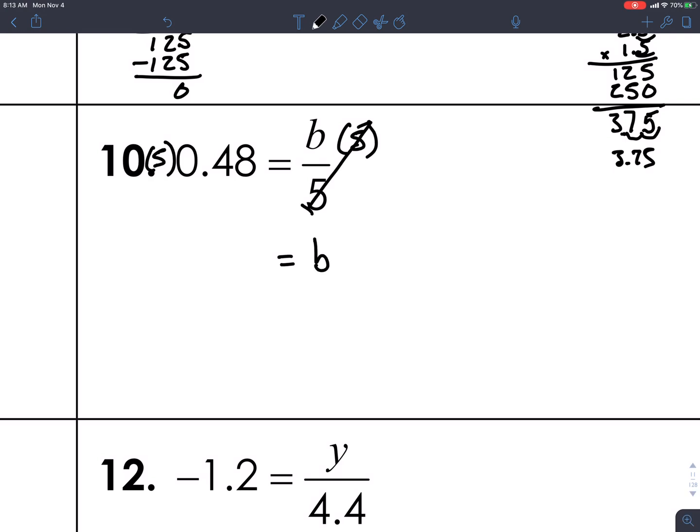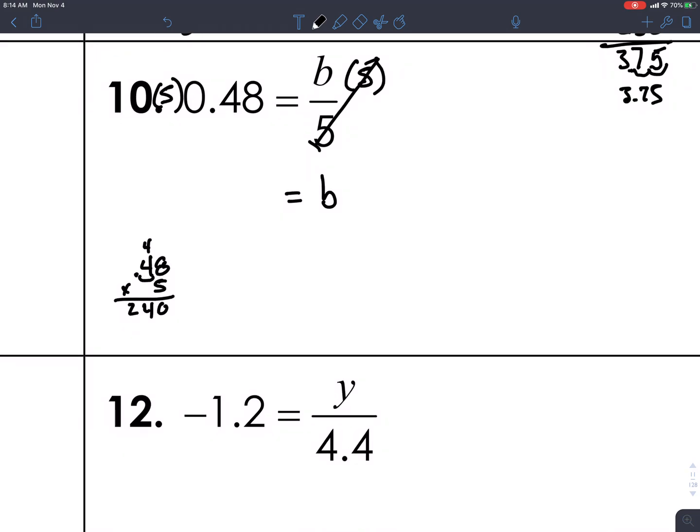So now I got to figure out what 5 times 0.48 is. So I can do that down here. Let's do 0.48 times 5. 5 times 8 is 40. Put down the 0, carry the 4. 5 times 4 is 20. Put down the 0, carry the 2. There's nowhere to carry the 2, so I just put it down. And I've got 240, but I got 2 numbers to the right of the decimal, so I got to put 2 numbers to the right of the decimal. So I end up with 2.40 or just 2.4.